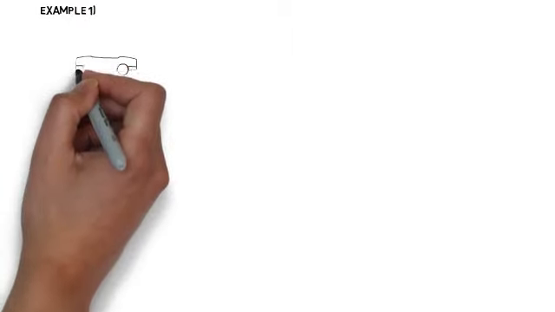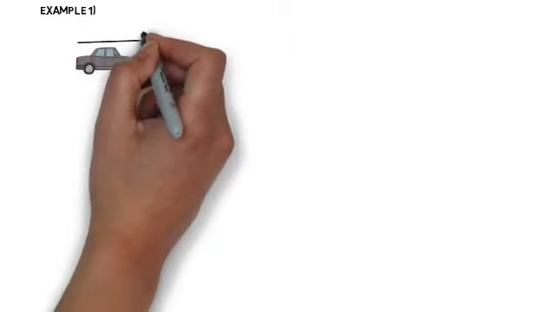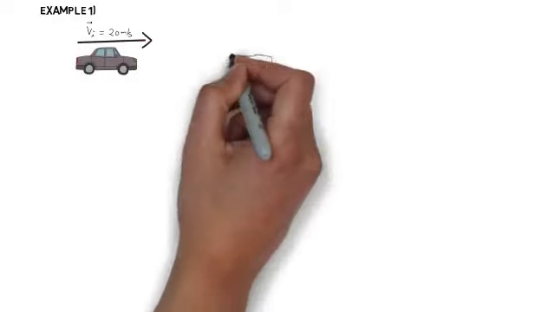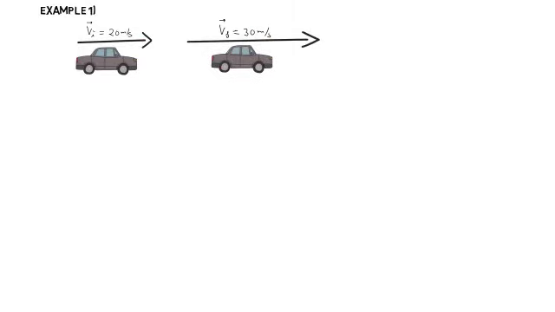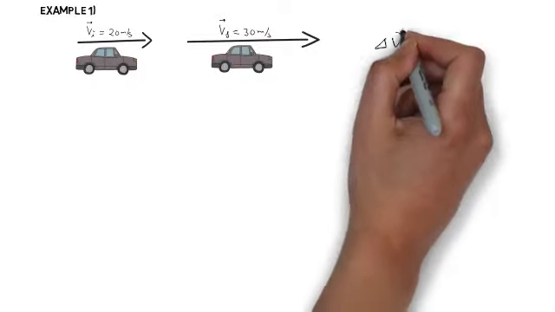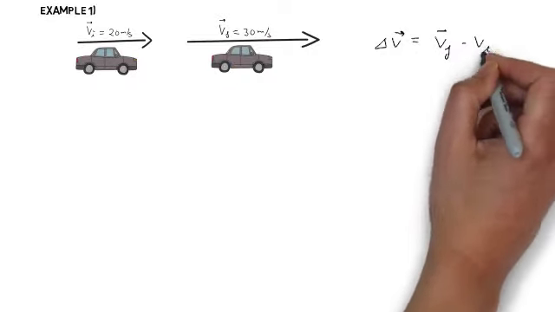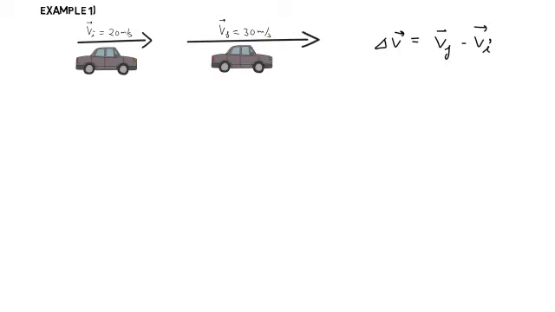Suppose there is a car which is moving with the speed of 20 meters per second towards right. If the car is speeding up, after some time the speed of the car will become 30 meters per second, and we want to find the change in velocity. Delta v vector will be equal to vf vector minus vi vector. How do we subtract vectors?